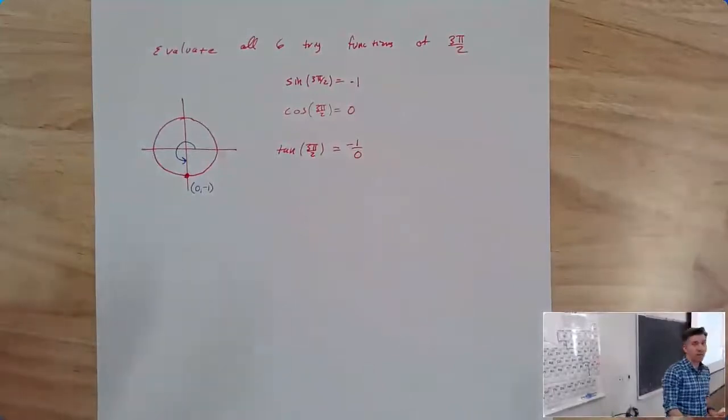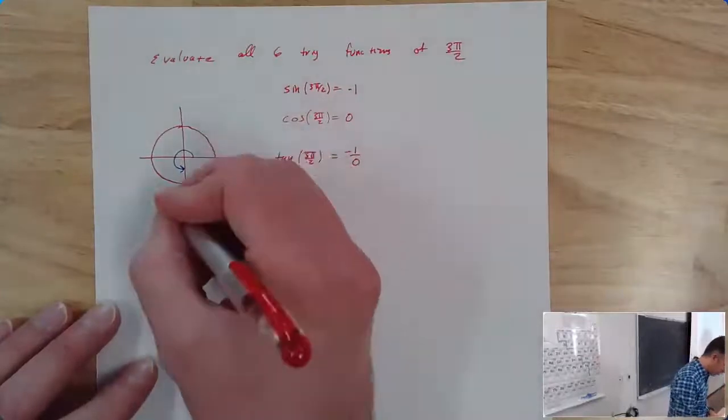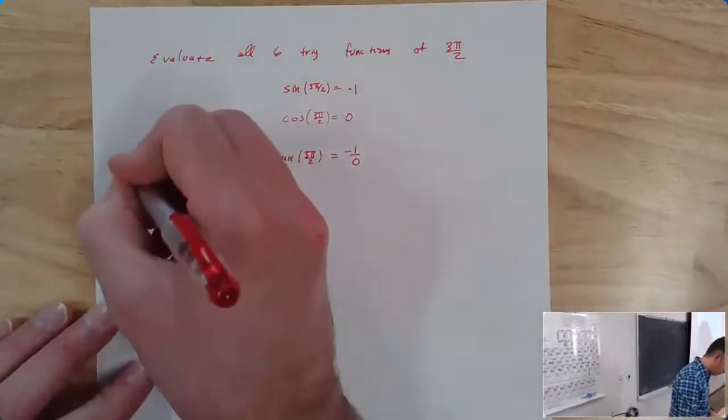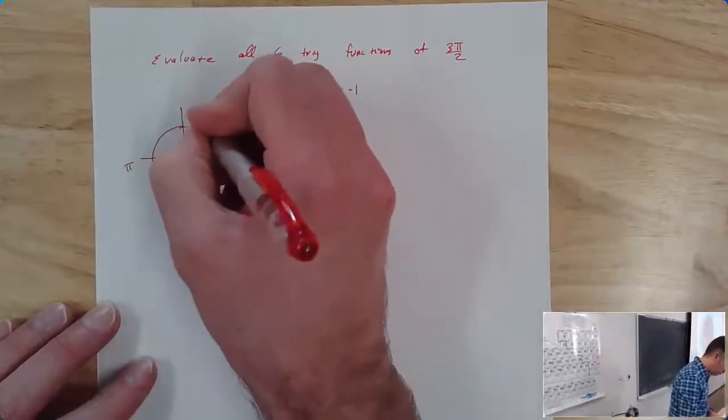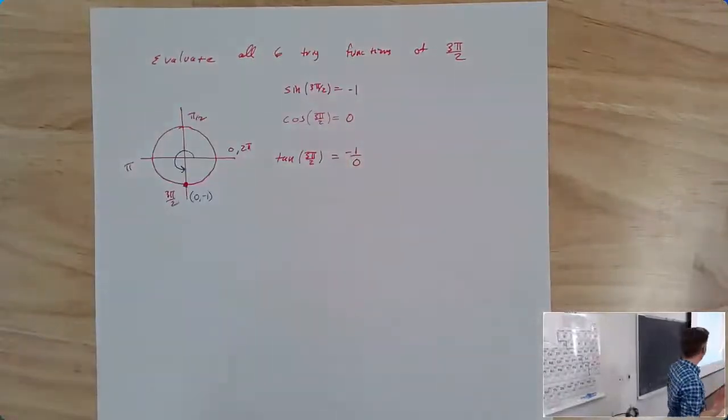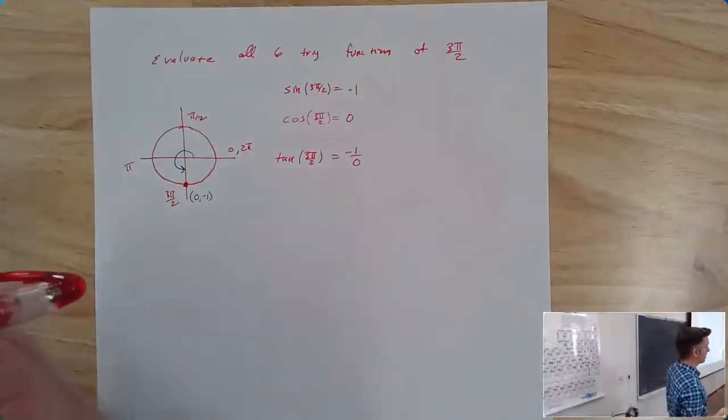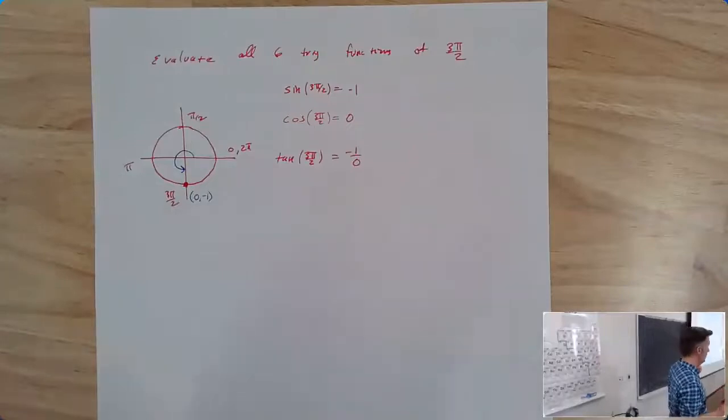What's always going to happen for these quadrantal angles, whether it's 3 pi over 2 down here, or pi over here, or 0, or 2 pi over here, or pi over 2 up here, or any larger multiple of them, is you're always going to get some trig functions that don't exist. Specifically, 2 of them are always going to not exist. Sometimes it's going to be tangent and secant. Sometimes it's going to be cotangent and cosecant. But always 2 of them are going to not exist.